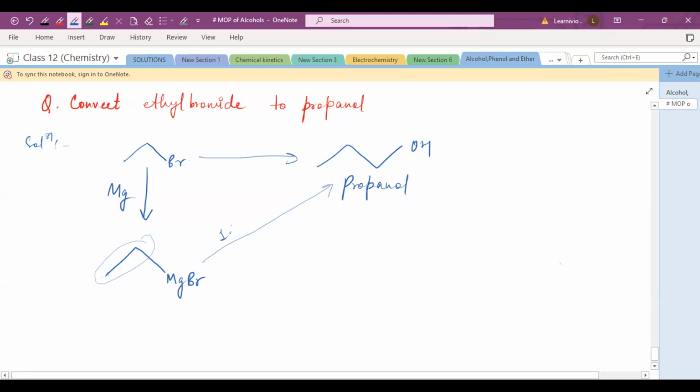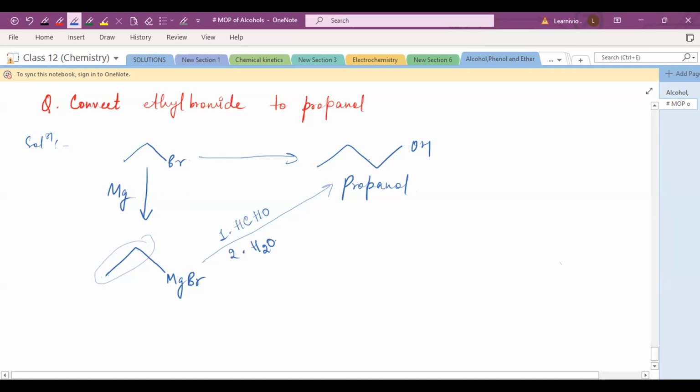So can we treat it with aldehyde, formaldehyde? So one carbon के साथ हम treat करा देंगे, with the one carbon aldehyde, which is basically formaldehyde, in which only one carbon is there, right? So we can treat it with the formaldehyde in the presence of water, right? Basically, you will get this.